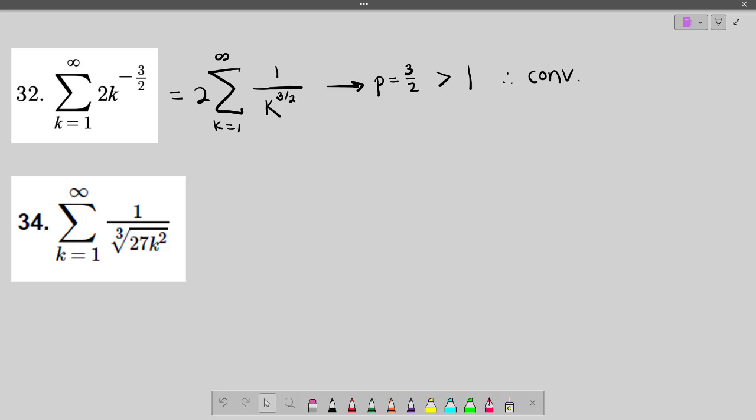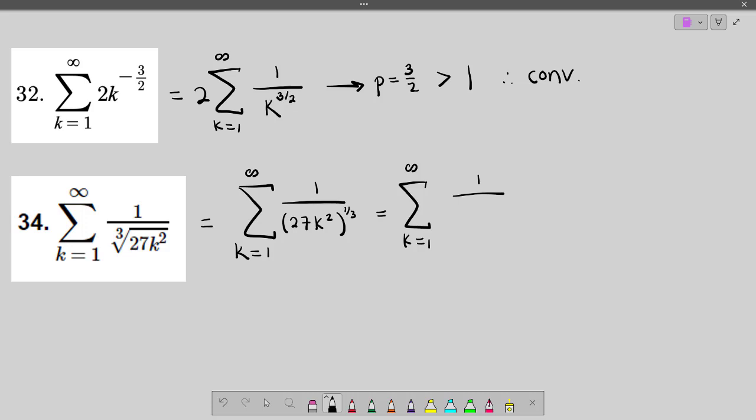Okay. So this guy, same thing. We want to try to rewrite this and put it in the form of a p-series. So we're going to look at that denominator. The first thing we're going to do is write it as a fractional exponent. So 27 times k to the 2, all to the 3rd power. So it's still not 1 over k to the p. Let's keep going. It's not where we want it to be quite yet.